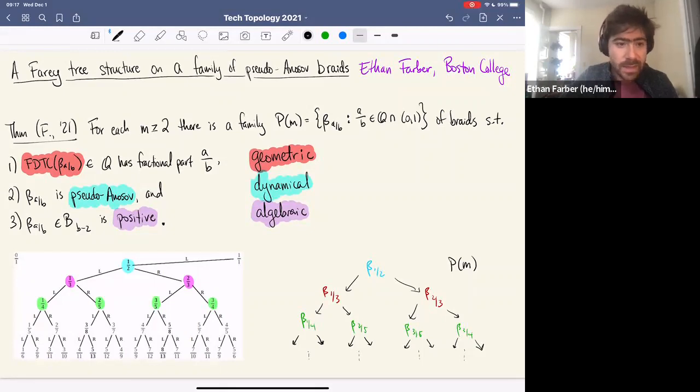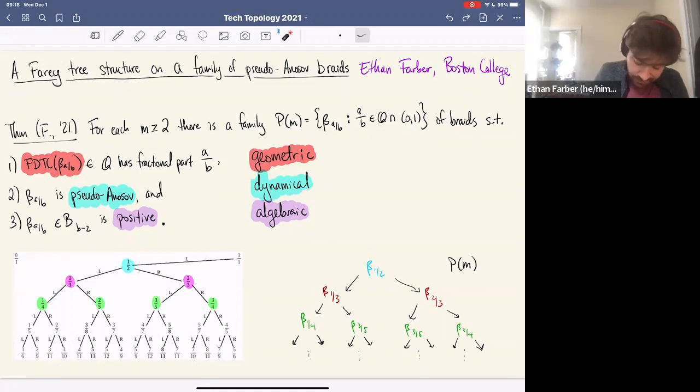I'll start this talk off by mentioning the main results, which is that for each integer m, at least 2, there's a family of pseudo-Anosov braids P of m, indexed by the rational numbers in the open unit interval. And these braids have 3 very nice properties. The first is that this fractional number, a over b, is the fractional part of the fractional Dehn twist coefficient of beta sub a over b. And that is a geometric invariant of these braids.